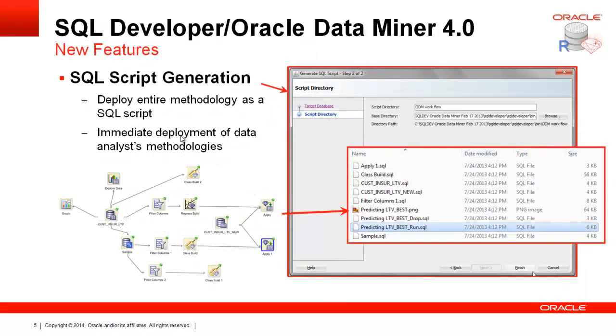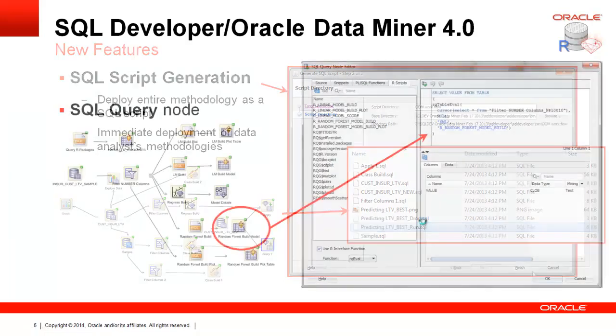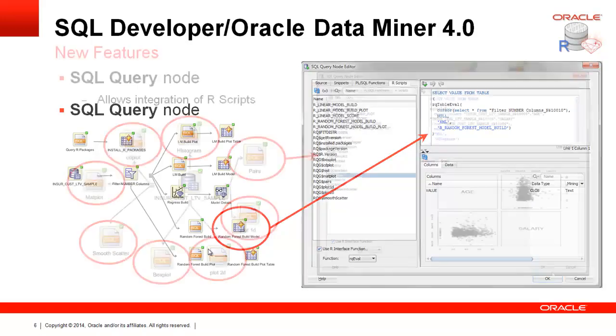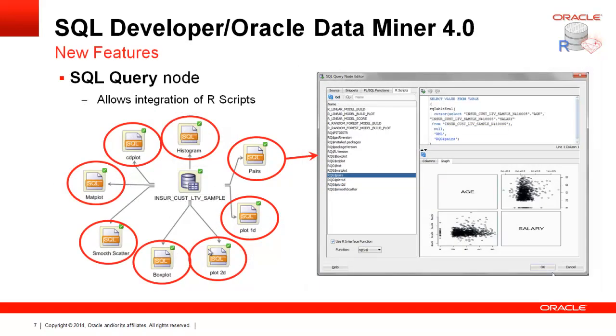Here is an example of the SQL script generation, where now at the end of running my model, I've generated these different SQL scripts for going immediately to deployment. The SQL query node here is showing the integration with some R packages that I've done. So I've done some random forest, I've done some linear regression using an R package. I've extended what I've done in Oracle Data Miner using some R packages, and I integrate that via the SQL query node. I can also launch various different graphic types that are supported by R in a similar fashion.